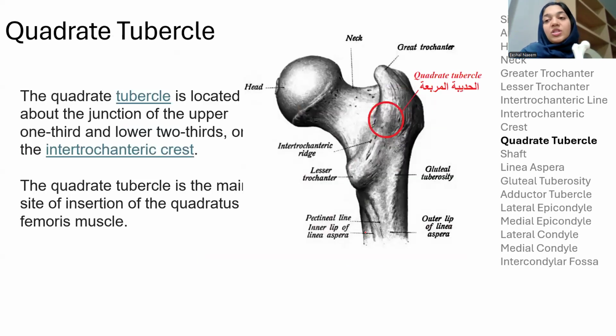Okay, there's a quadrate tubercle. On the posterior side, after you pass the greater trochanter and you're following this crest, there's a quadrate tubercle. Now, what is this quadrate tubercle? It lies on the junction of the upper 1/3 and the lower 2/3 of the intertrochanteric crest. This quadrate tubercle is the main site of insertion of the quadratus femoris muscle.